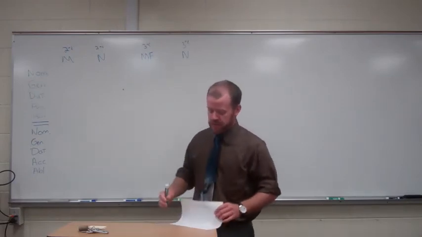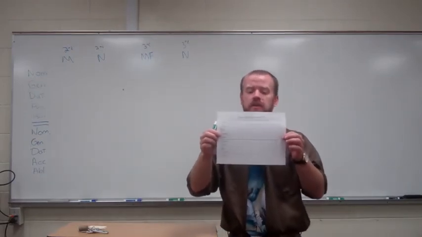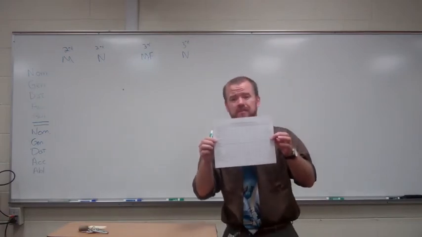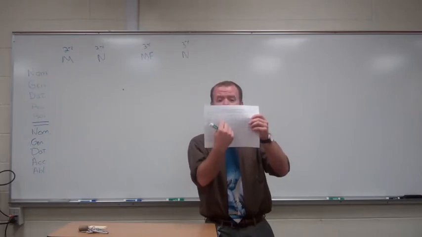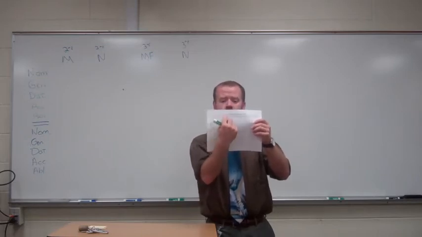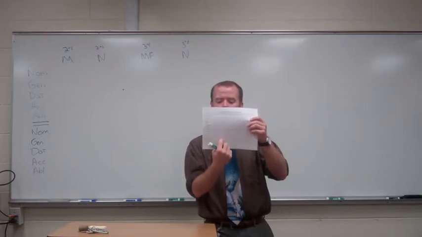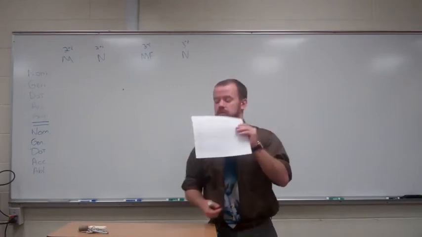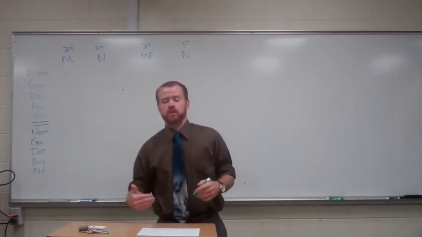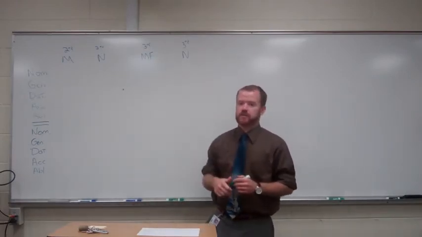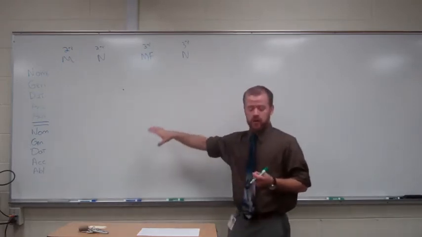When you're watching this video, you should have your case ending chart for nouns and adjectives in front of you. We are going to be filling out the third column and the fifth column, which are second declension neuters and third declension neuters. Remember, the neuter noun rule is that the nominative and the accusatives look the same. But before we get to that, let's fill out what we already know on that chart.